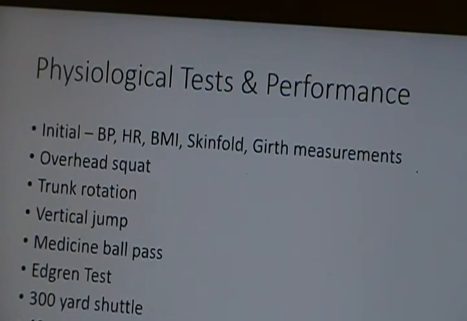The 300-yard shuffle, the 40-yard dash, and the 1.5-mile run are cardiovascular assessments, testing the cardiovascular system, both anaerobic and aerobic, which are definitely played in the game of rugby.